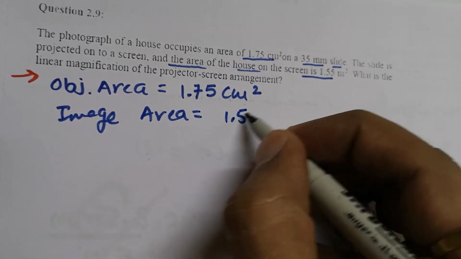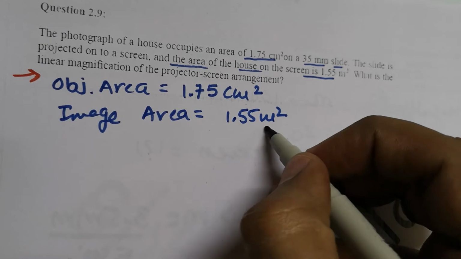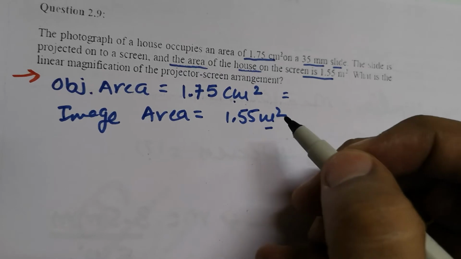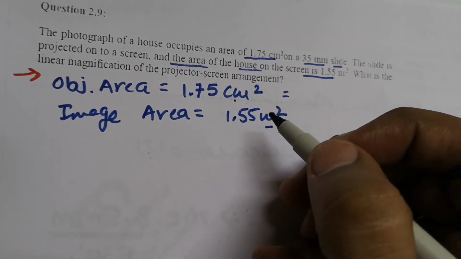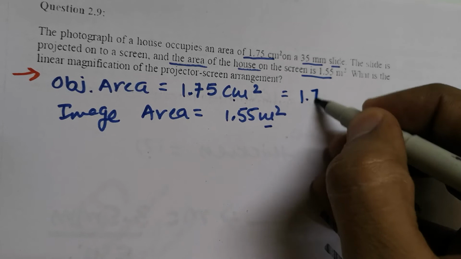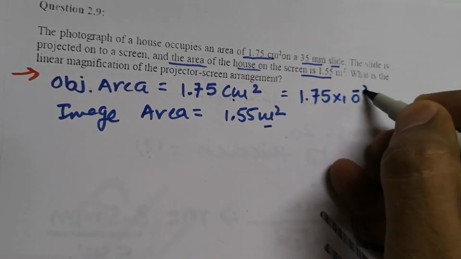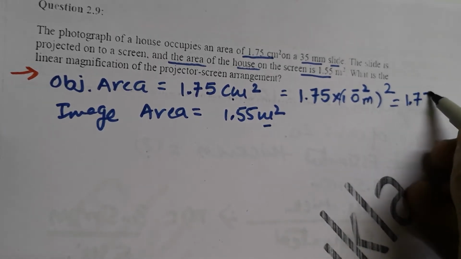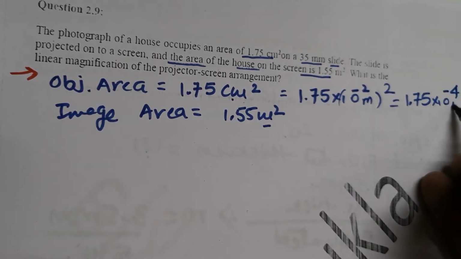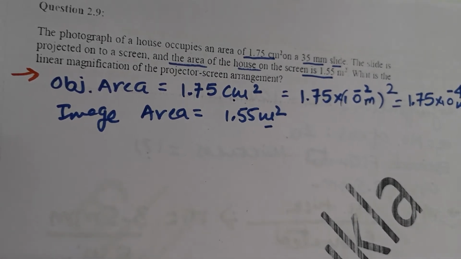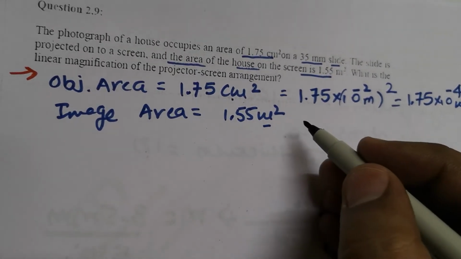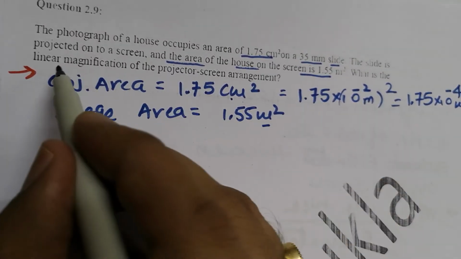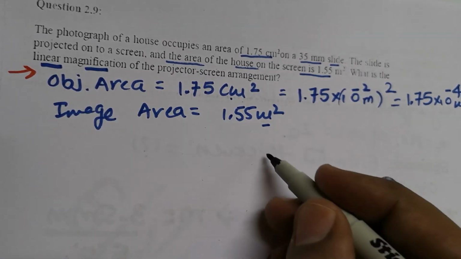It is 1.55 meter square. This data is in meter and this is in centimeter. So first of all, it is convenient to convert either one of them to centimeter or to meter. So I am taking 1.75 times 10 to the power minus 2 meter, and it is squared. So I can have 1.75 cross 10 to the power minus 4 meter square. This is my first conversion. Next is my image. I have to find out my magnification. They want two magnifications, areal magnification and linear magnification.